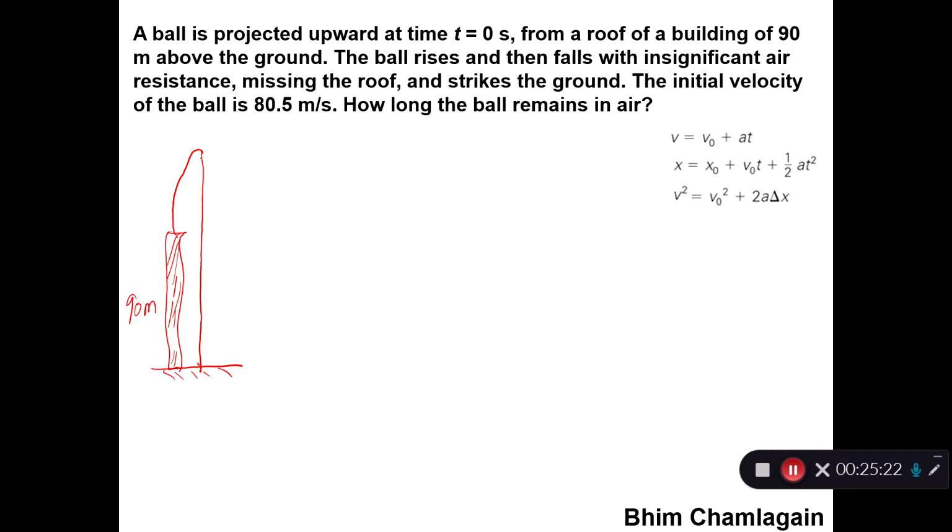So initially there are two sections of the problem. Going from A to B, from the top of the building to the maximum height, and going from B to C, from maximum height to the ground. You can treat them individually and solve them together to find the total time going from A to C. So let's take the first section, A to B, section AB.